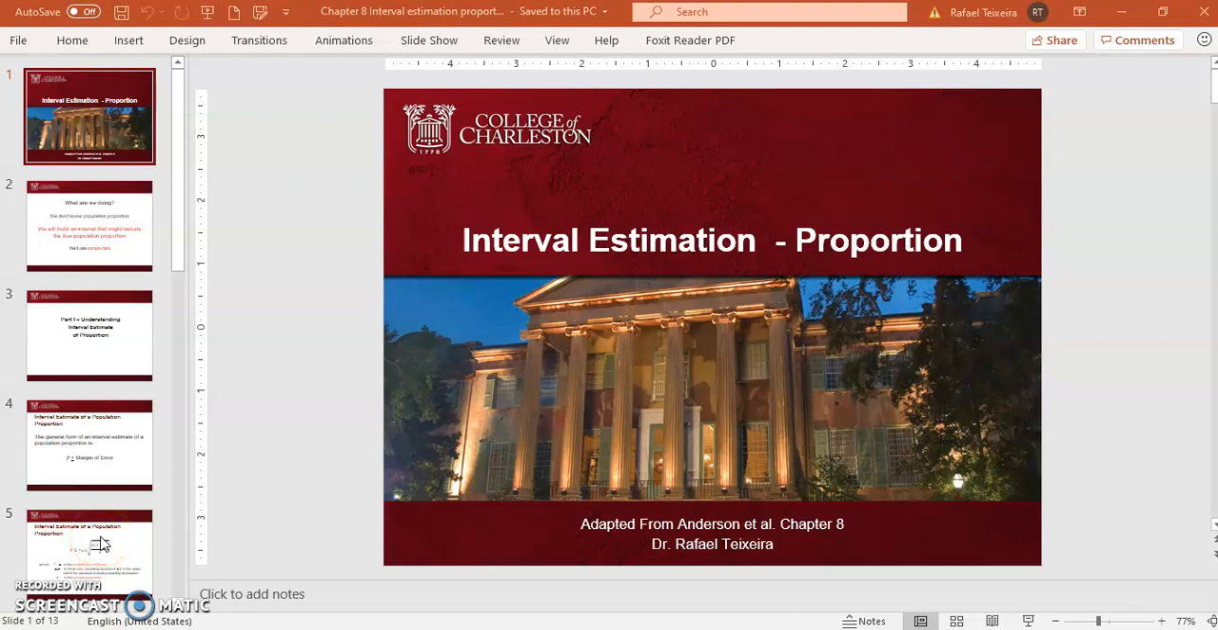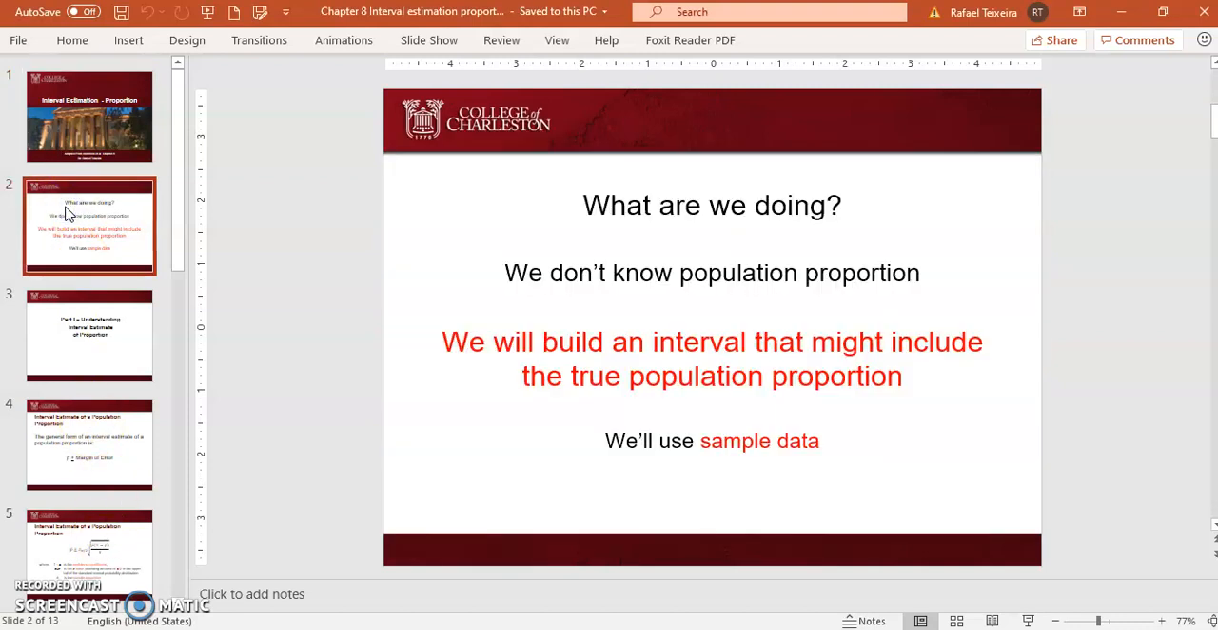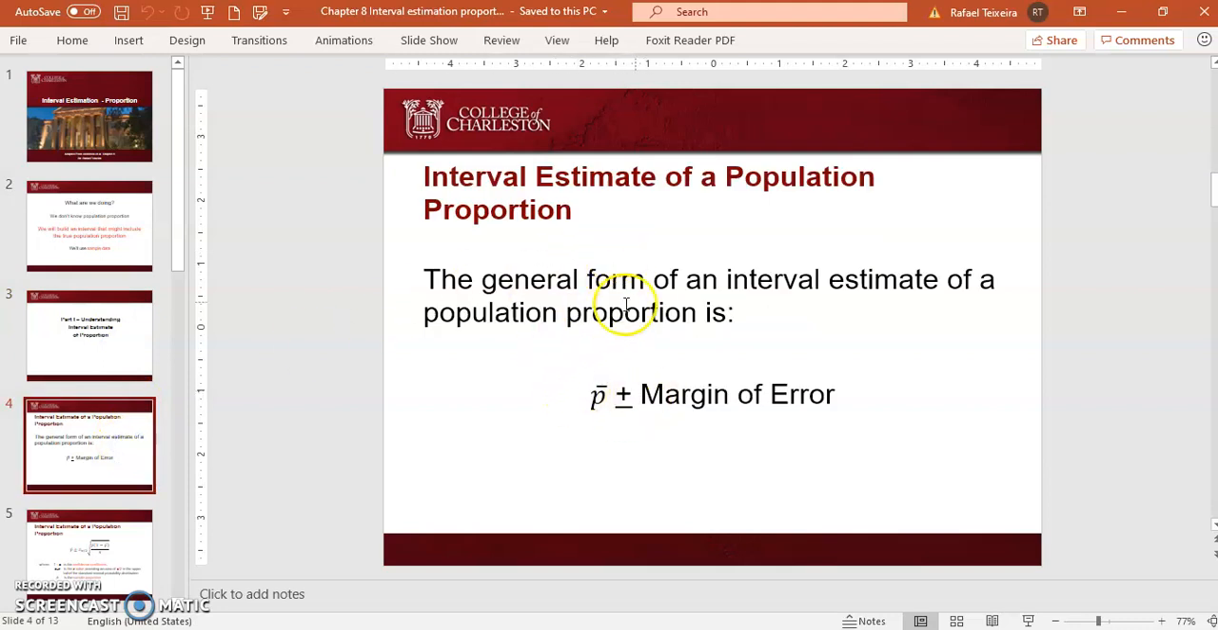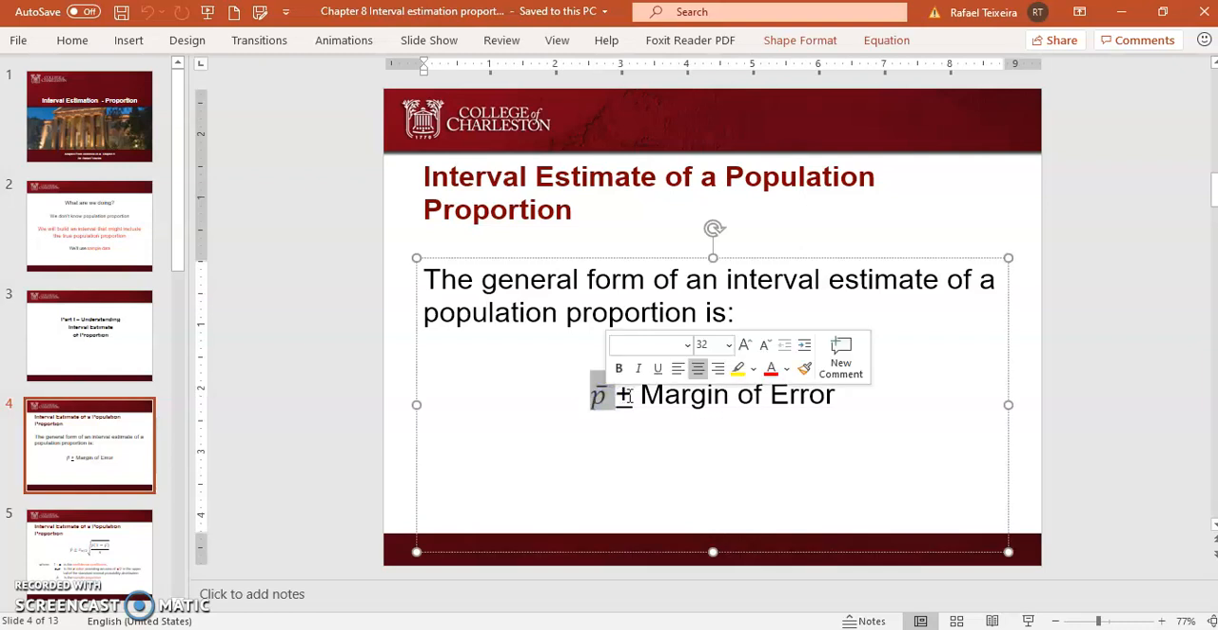Hi, this video is to talk about interval estimation for a population proportion. What we are doing is building an interval estimate that might include the true population proportion, and we're going to be using sample data. This is the general view of the formula to come up with the interval estimation. We have the sample proportion and we add and subtract a margin of error.